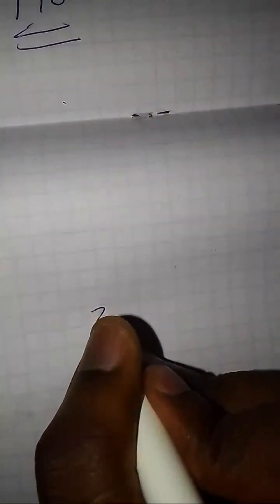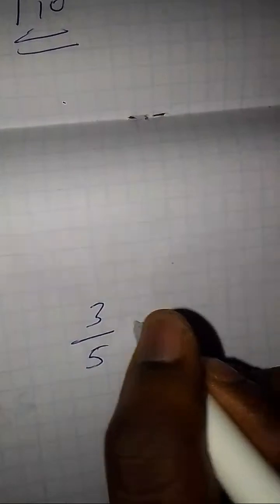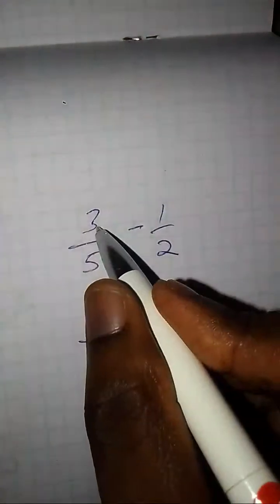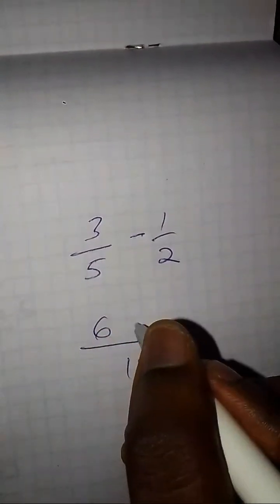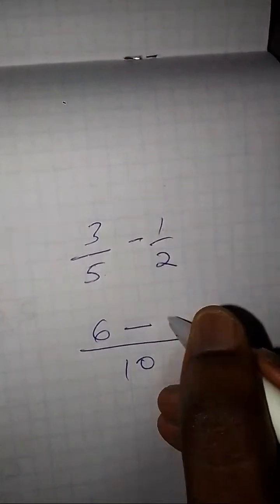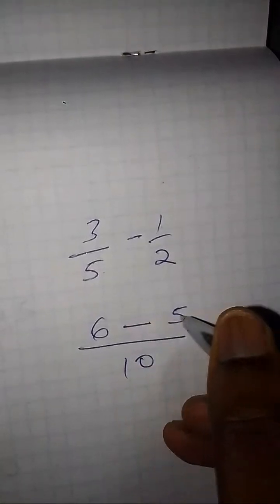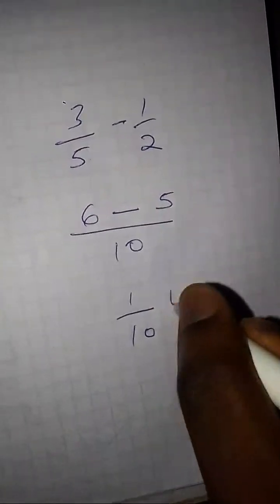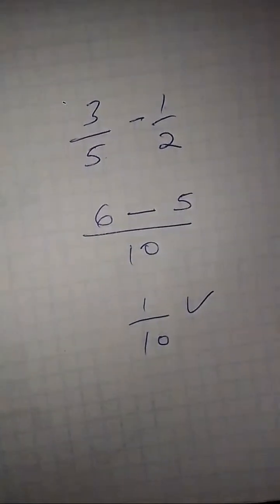Okay, so let's have the number 3 over 5 subtracted from a half. The formula is simple, the one that you have been using. You multiply 5 by 2, you get 10. Then from there, you multiply 2 by 3, you get 6. You subtract from 5 multiplied by 1, which is 5. So 6 subtract 5 is 1 over 10. And the answer is 1 over 10.